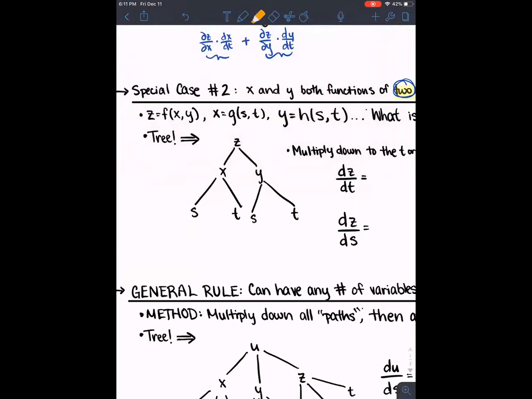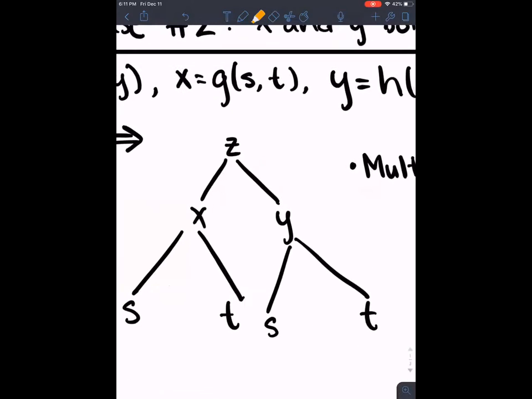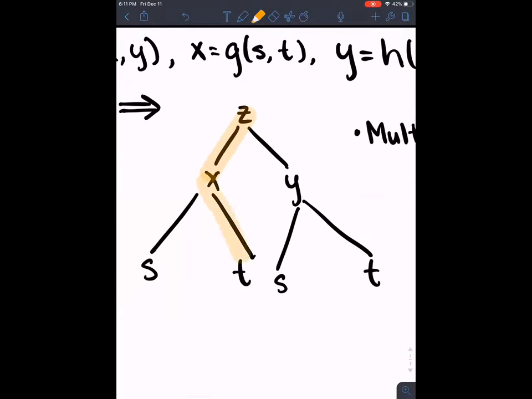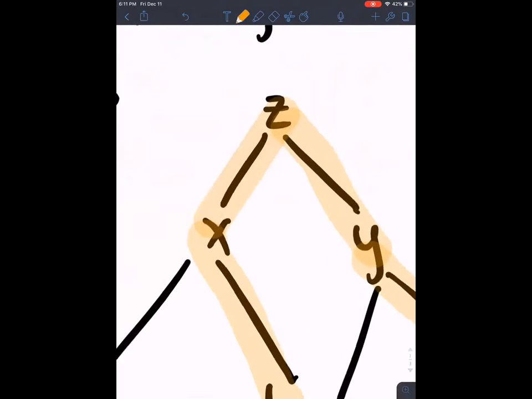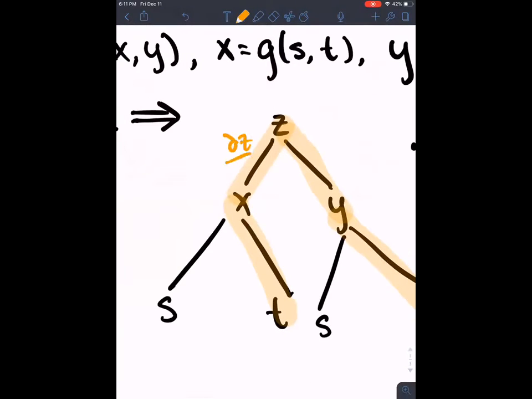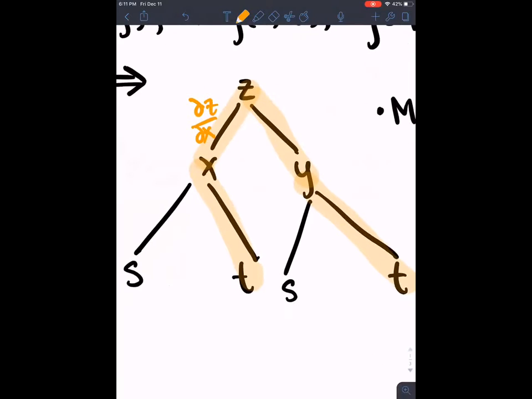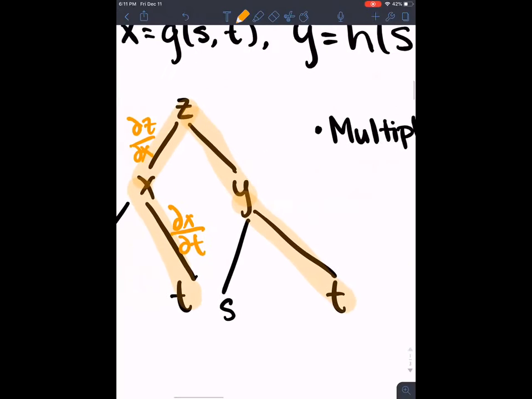I'm going to use orange for dz dt. So you want to multiply down here. But in order to get to t, you have to take this branch down here. And the same thing over here. You start here and then you go down to t. So you end at t on both legs. This leg right here is dz dx. This leg right here is, and here we use partial with respect to t because x is a function of two variables. Here you've got dz dy, and here you've got dy dt.